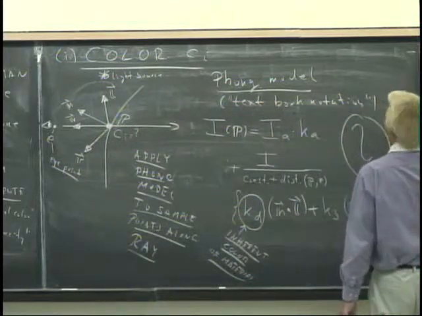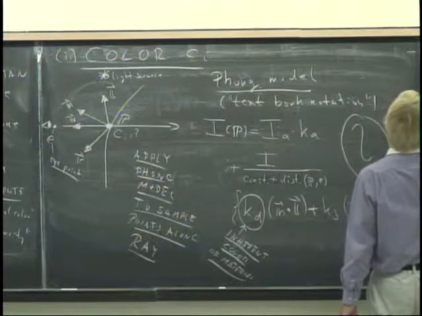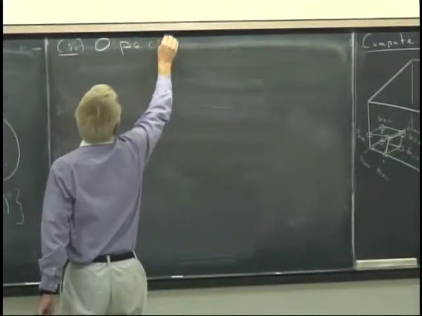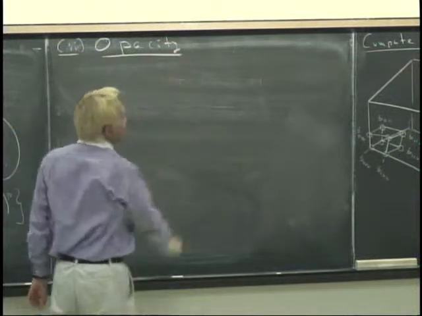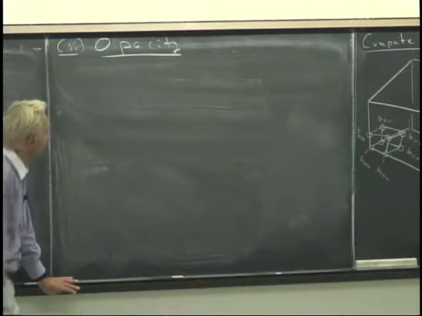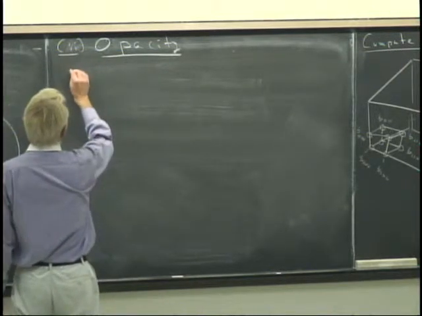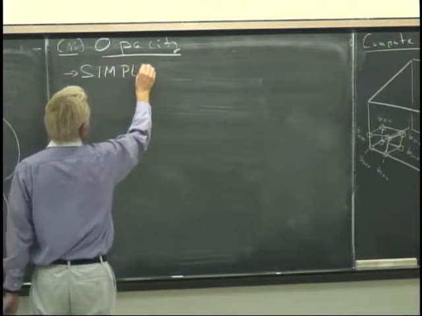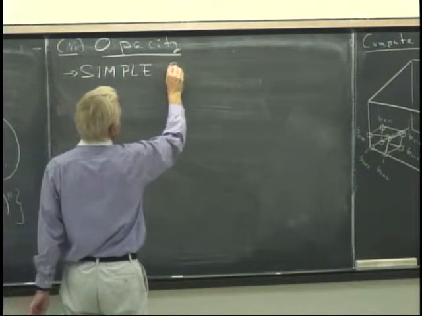And then comes the other aspect. Number 2 is the opacity computation. How do you get the opacities? A simple scenario. This is where this raycasting came from anyway.